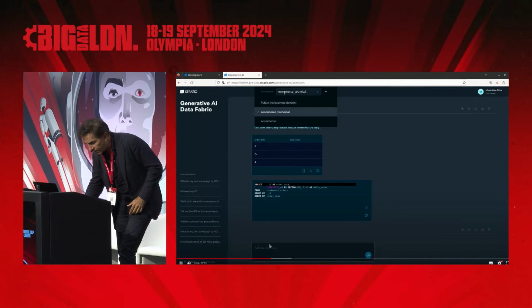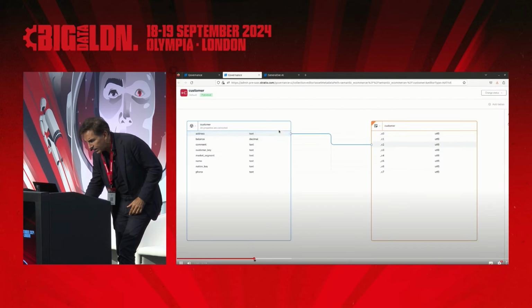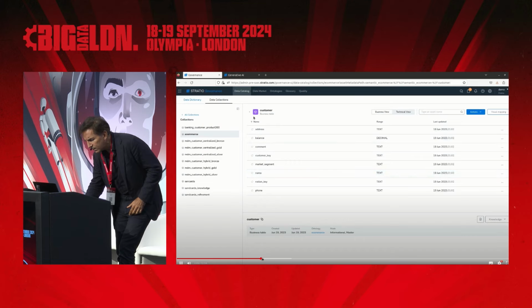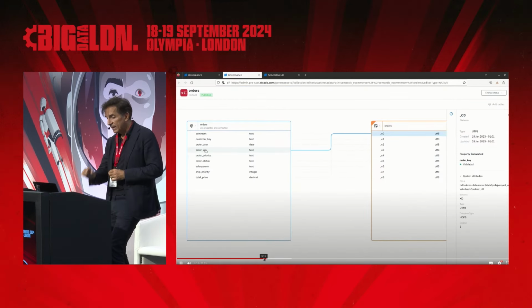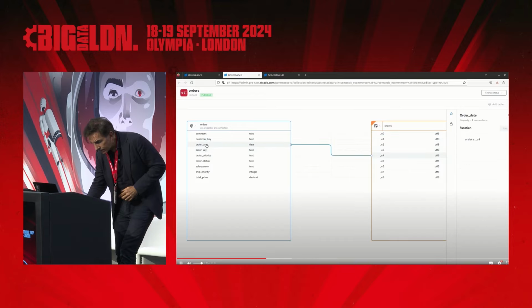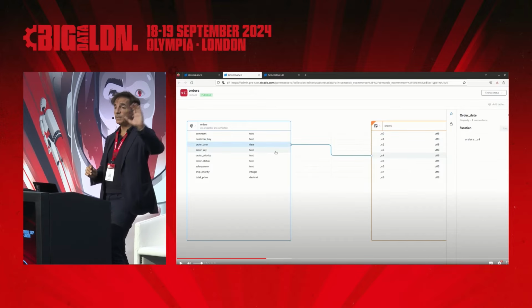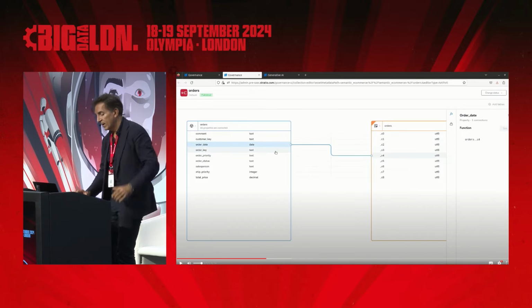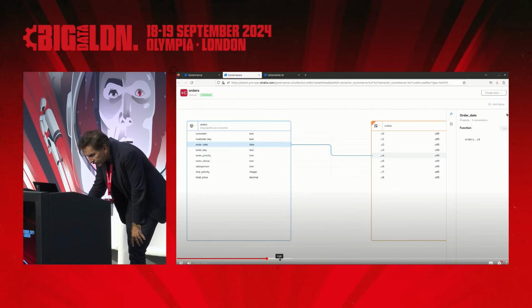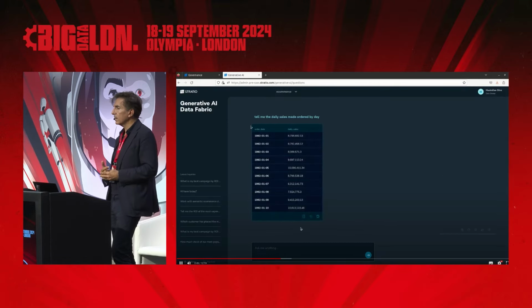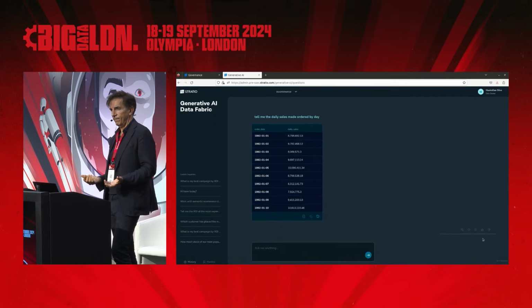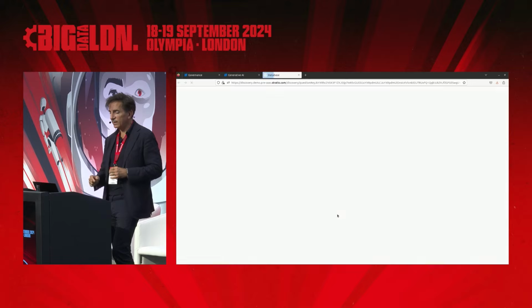Now we have given meaning to most of the tables, all the tables involved in this question. Knowledge. And the business terms are defining the business glossary, knowledge. So you can make a question, tell me the daily sales, order by day, and now it works. It is 97% accuracy in this case.